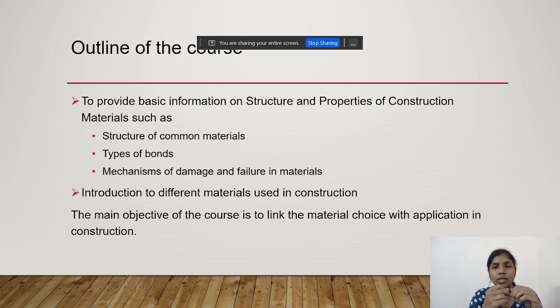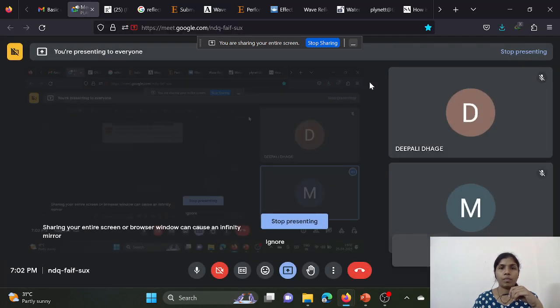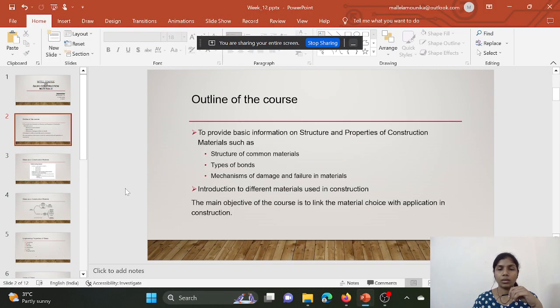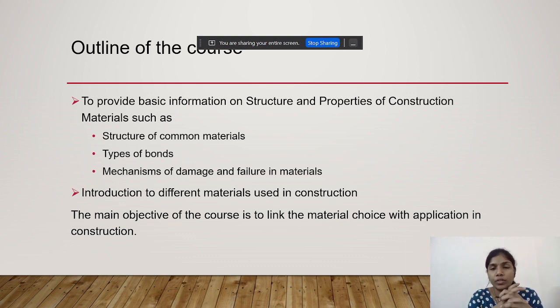So till now, the outline of the course is divided into two parts. Part one pertains to the first 3 weeks of the course. In that, we have seen the structure of common materials, the types of bonds in different types of materials, and the mechanisms of damage and failure in materials, like how the material will fail, whether it will be a brittle failure or a ductile failure, what is the ultimate strength, what is the toughness, all these mechanical properties and the damage and failure mechanisms in different materials. That is the first part.